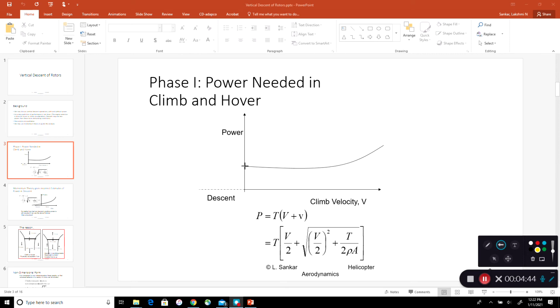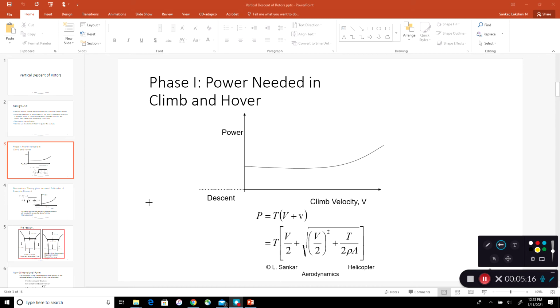Now this model does not work so well in descent. Remember, in descent you're losing altitude, so if climb velocity is positive, descent velocity is negative. If you put a negative number for V here, notice that this number is always higher than this number. So you're going to get a power that is always a positive number. Therefore, no matter how rapidly you descend, you're always going to require power.